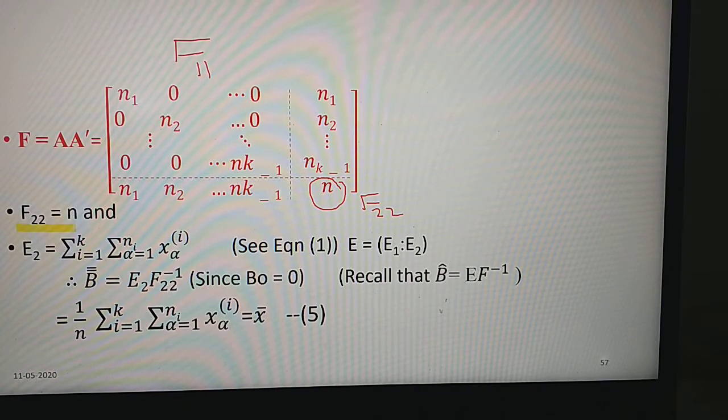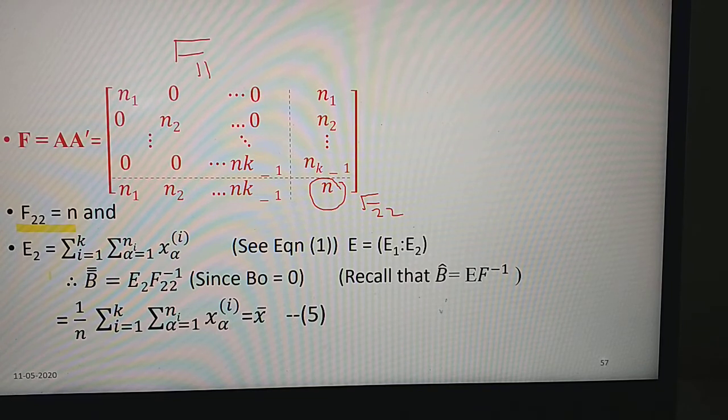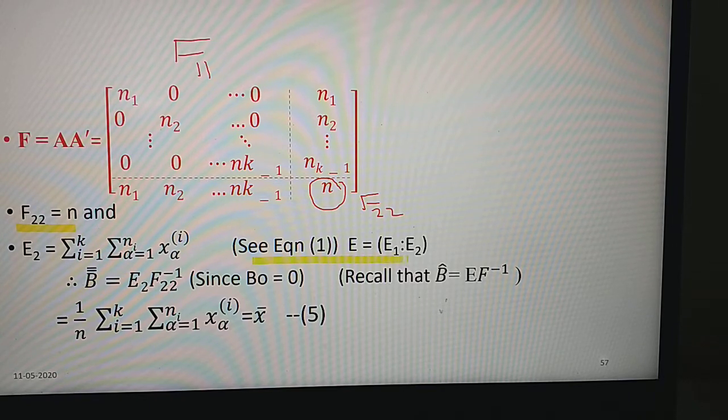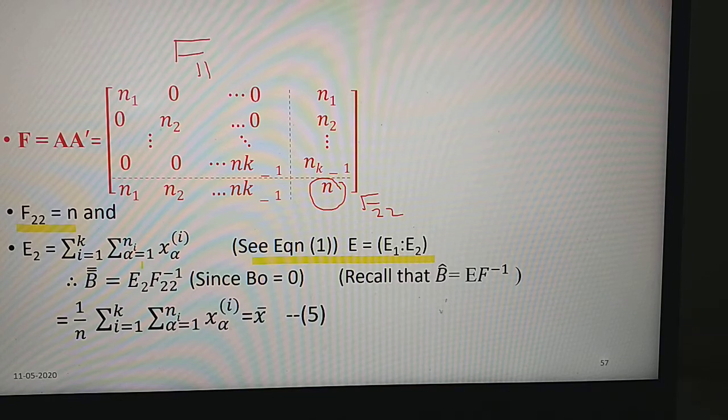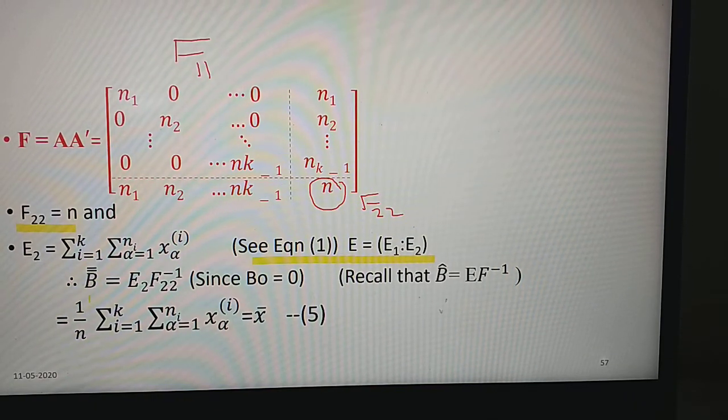And E2 is summation i goes from 1 to k, summation alpha goes from 1 to ni, x alpha i. So you can see in equation number 1, we have partitioned E into E1 and E2, and the partition E1 corresponds to this part and E2 corresponds to this part. You do the algebra and you will find E2 is equal to this. Therefore, B double cap is E2 F22 inverse.